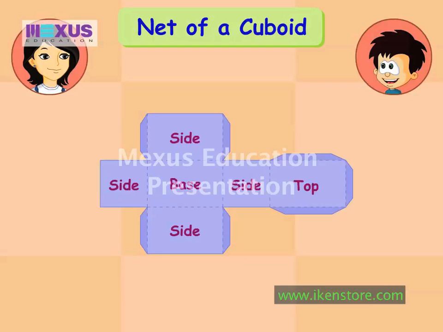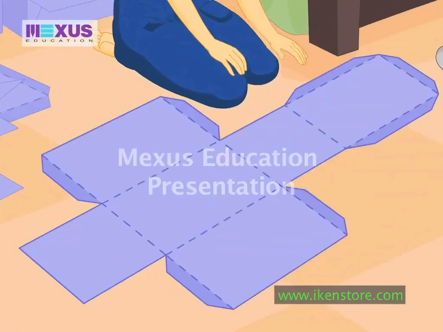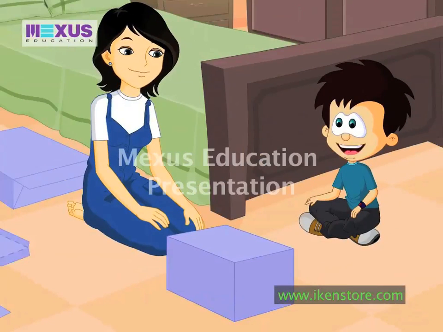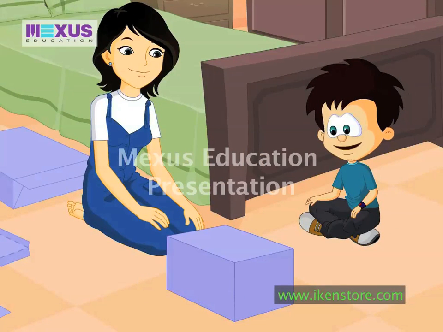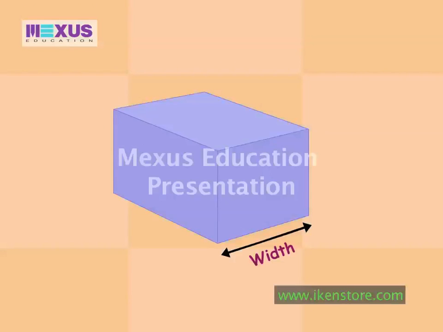Okay, I got it. Quickly fold this net, Aparna. I want to see how you do it. Here. Wow, this flat two-dimensional shape has actually been folded into a three-dimensional box with width, height, and depth.